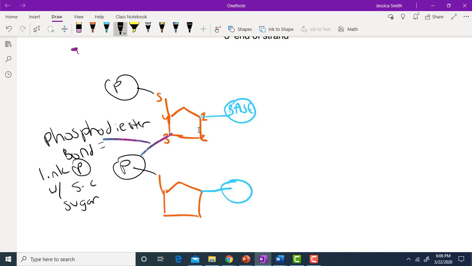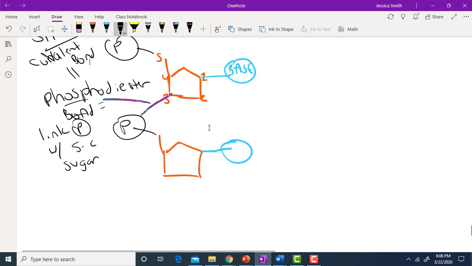Now, as you know, DNA is an extraordinarily strong molecule. So these phosphodiester bonds are very strong. They are a type of covalent bond. Remember, covalent bonds, electrons are shared and they're extraordinarily strong bonds. So in real DNA, what you're going to have is a long chain of these molecules that all stick together.